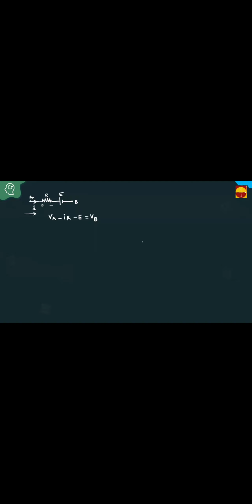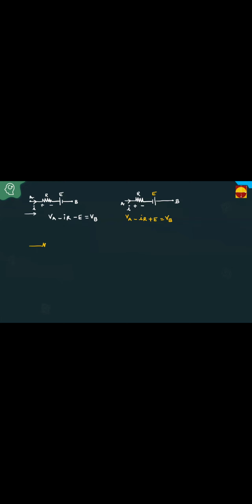See, for example, if it is given like this, this is R, this is the battery, this is B, and this is A. This is the current direction. This is R, plus minus. This is VA minus IR, negative to positive, no, positive, plus E equal to VB. So VA minus IR plus E equal to VB.